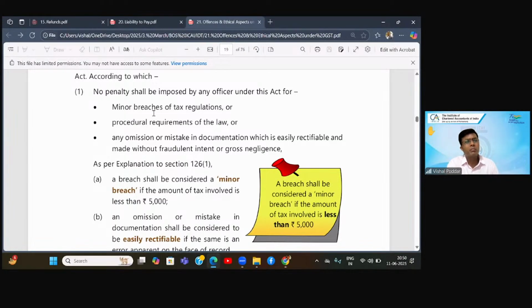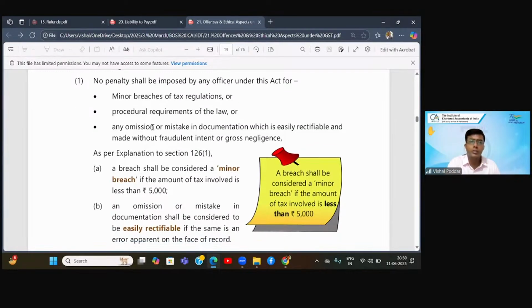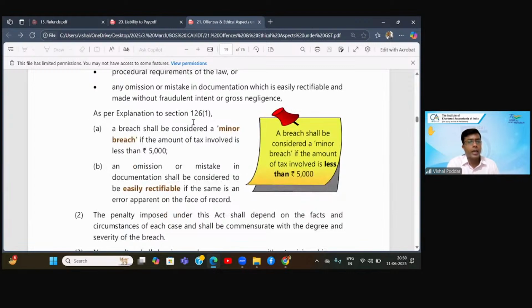And if these are minor mistakes, or they are dealing with only the procedural requirements, means you have not breached the law, but some procedures you missed. In such cases, the general discipline or the recommendation given in 126 is for such things, penalty should not be imposed. Then, explanation given for all these terms are, what is minor breach?